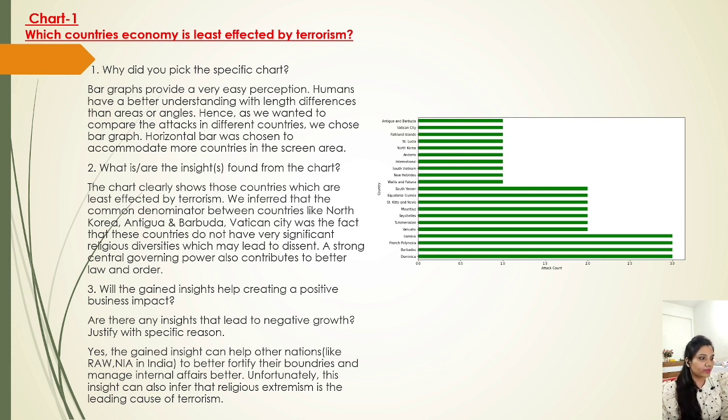The insight gained can help other nations like India to better fortify their boundaries and manage international affairs better. Unfortunately, this insight can also infer that religious extremism is the leading cause of terrorism.